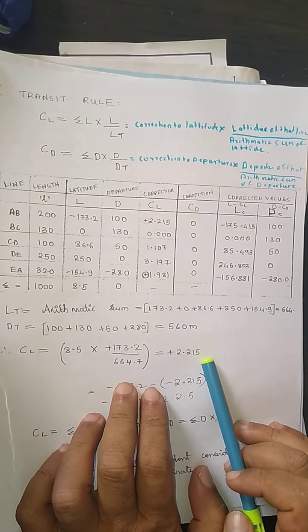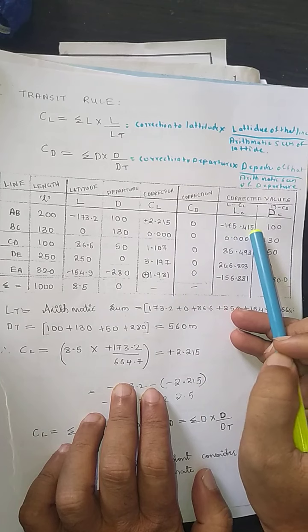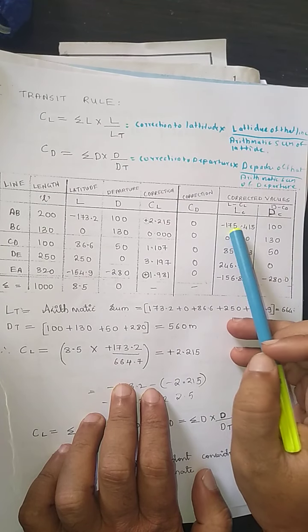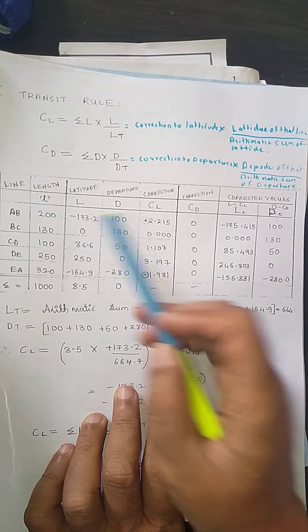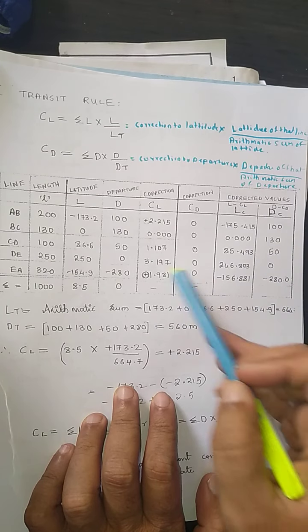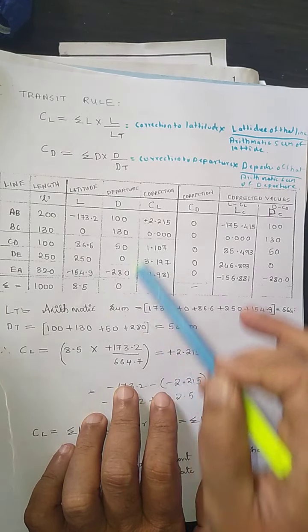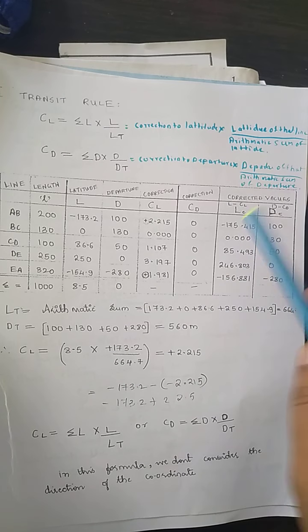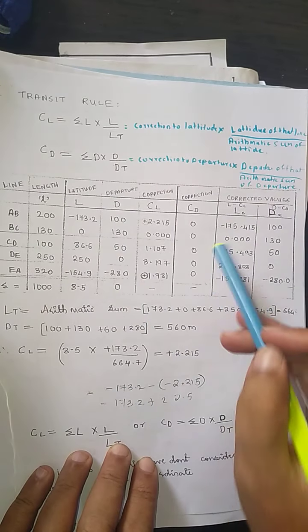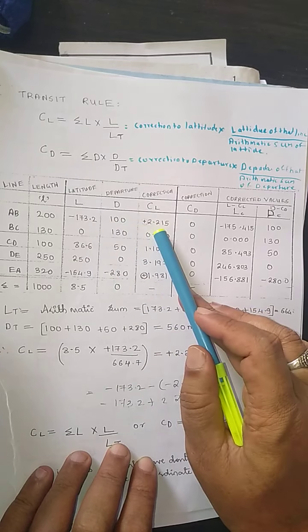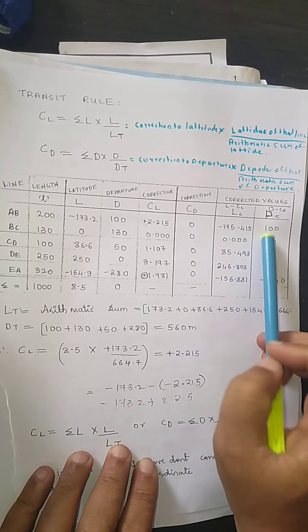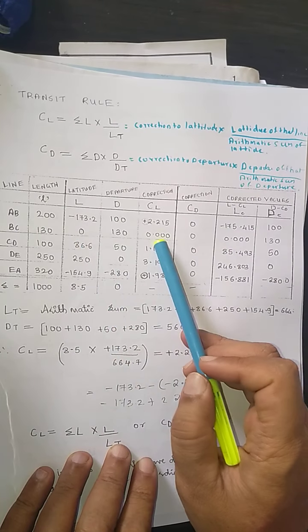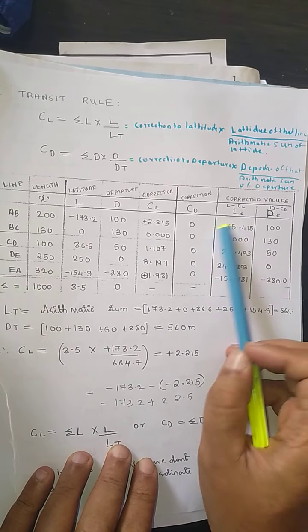Now again, what formula will I be applying to find the corrected values? I will be applying L minus CL. So what is L? Minus 173.2. Here again, in order to find out the arithmetic sum only, we are not going to consider the negative or positive sign. But when we write the corrected values, we are going to consider these minus values. So minus 173.2 minus 2.215, we are going to get minus 175.415. Then again 0 minus 0, right? So it will be 0, no correction will be there.